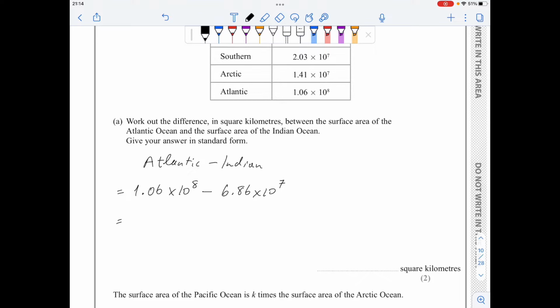Now, although you can put this on the calculator and get the answer, if you want to do this manually, you're going to say 1.06 times 10 to the 8 minus, convert this to a power of 8, it becomes 0.686. Doing this subtraction will give you 0.374 times 10 to the power of 8. And if you convert this into standard form, you will get 3.74 times 10 to the power of 7.